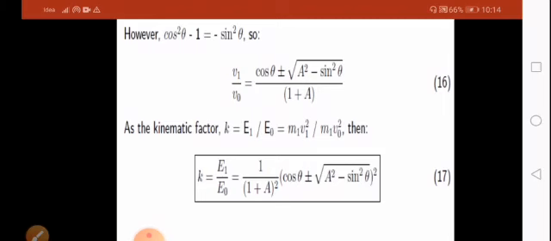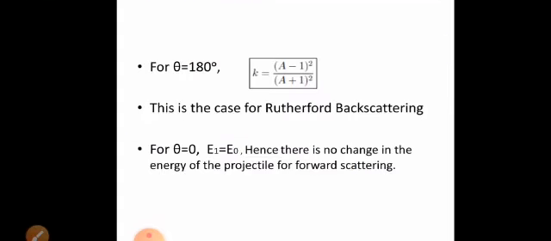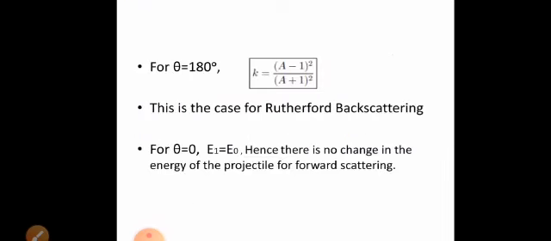So here our interest now goes to that angle. That is, when theta is equal to 180, what is going to happen? For theta equal to 180, I am going to apply in this equation theta equal to 180. The value of cos 180 is taken, sin 180 is taken, and applied in this equation number 17, and I will be getting K as a minus 1 the whole square divided by a plus 1 the whole square. And this is the case for Rutherford backscattering. So slowly we are entering from the theory of kinematic factor to the first method, Rutherford backscattering.